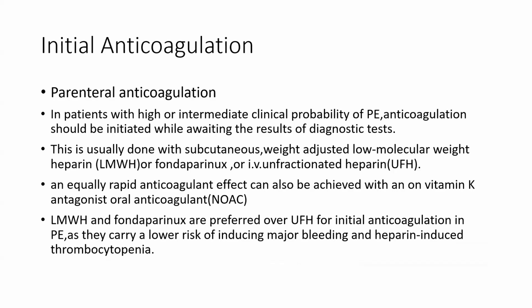Then for anticoagulation, we can use unfractionated heparin, low molecular weight heparin, or fondaparinux. In patients with a high or intermediate clinical probability of PE, anticoagulation should be initiated while awaiting the result of diagnostic tests. This is done with subcutaneous weight-adjusted low molecular weight heparin, fondaparinux, or unfractionated heparin. An equally rapid anticoagulant effect can be achieved with a vitamin K antagonist oral anticoagulant. Low molecular weight heparin and fondaparinux are preferred over unfractionated heparin for initial anticoagulation in pulmonary embolism, as they carry a lower risk of inducing major bleeding and heparin-induced thrombocytopenia.